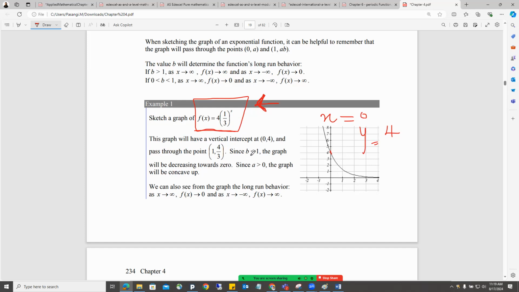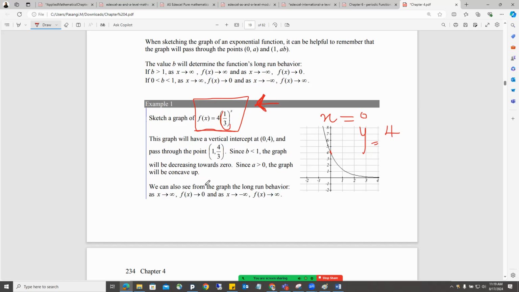Since the value b is less than 1, the graph will be decreasing towards 0. That means we have a decay. The a value is greater than 0, so the graph will be concave up.